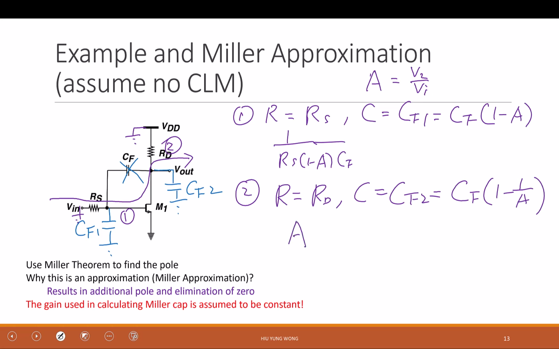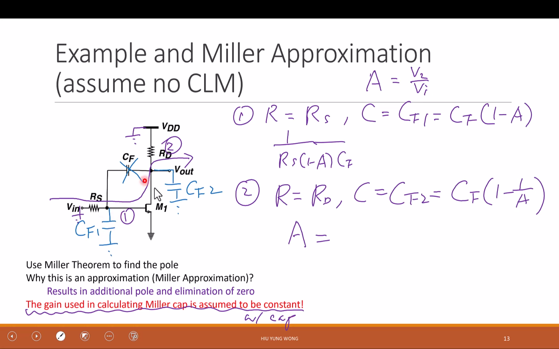So the A, of course, to be accurate, should be the A at the frequency you're interested in. But if I know the A at the frequency that I'm interested in, then why do I need this approximation method? I already have the transfer function, right? So we are going to take the A right before the frequency you're interested in, without the capacitor. The gain is assumed to be constant without the capacitor, okay?